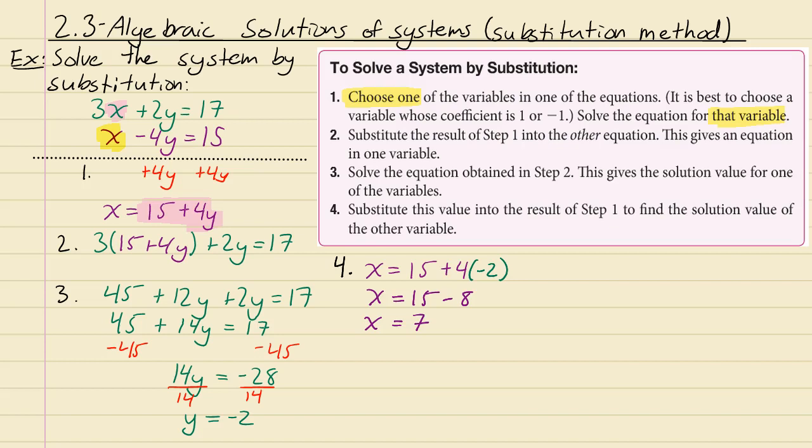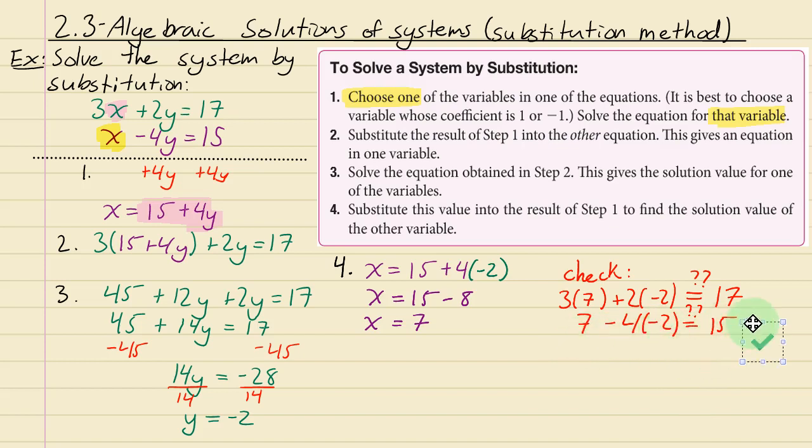So now it looks like we found a solution of the system. It's always a good idea to check that this is actually the solution by plugging it in. So when you plug in x equals 7 and y equals -2 into it, is 3 times 7 plus 2 times -2 equal to 17? It is if you work it out. And if you do 7 minus 4 times -2, that will become 7 plus 8, which is 15. So that works with both equations. This is really the solution. 7, -2.